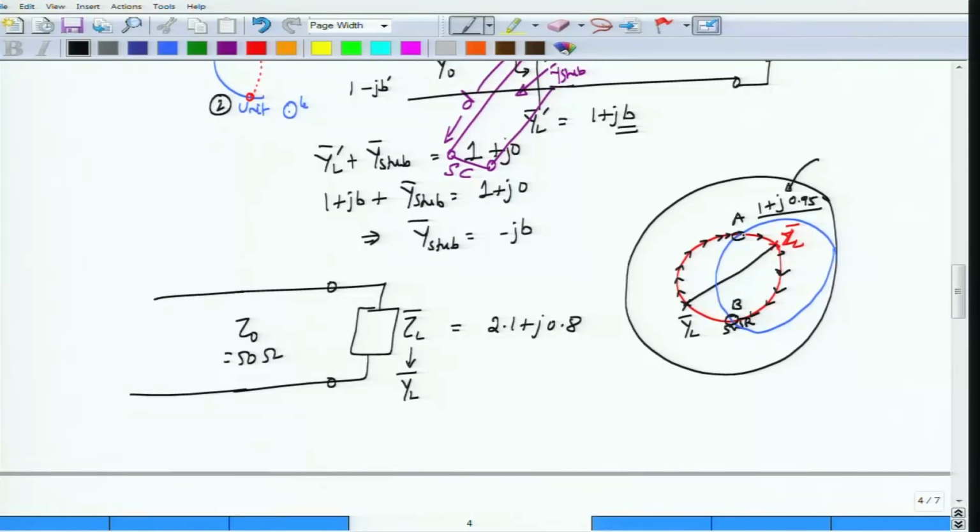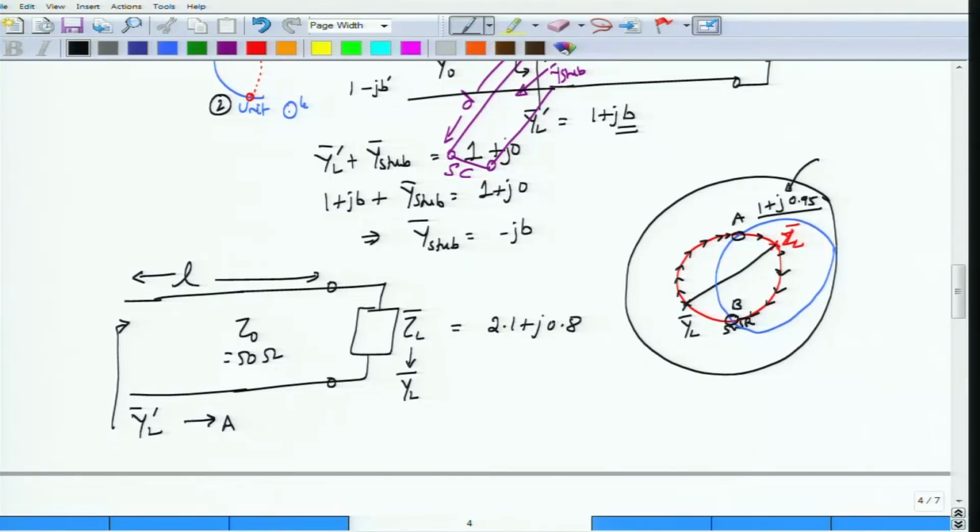Now what is this point A? Point A is the intersection of the SWR circle and the unit circle. It is the corresponding length over which you have moved along the transmission line, such that the admittance seen at this point is YL prime. So YL prime is point A on the Smith chart.